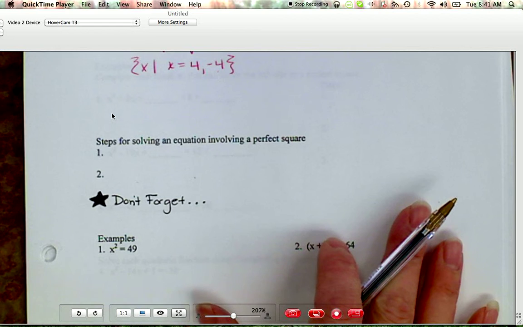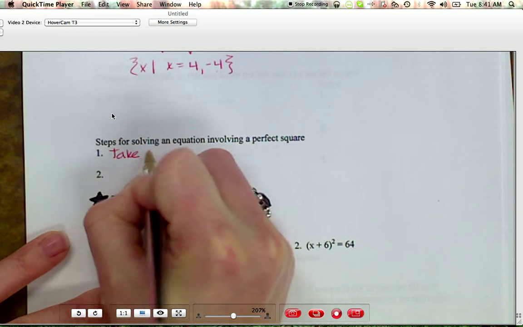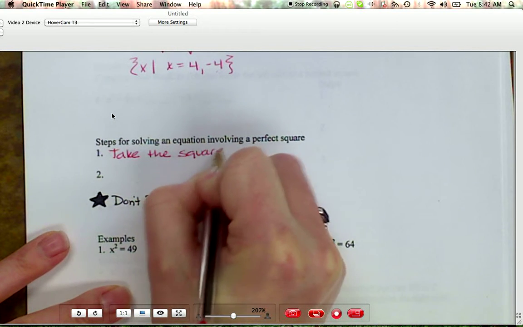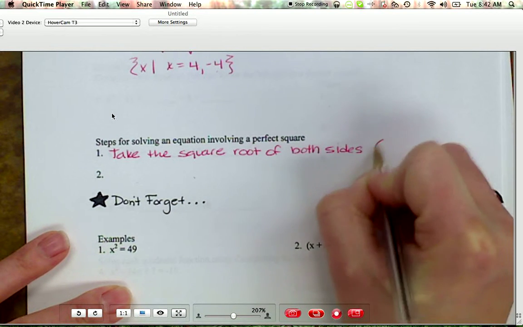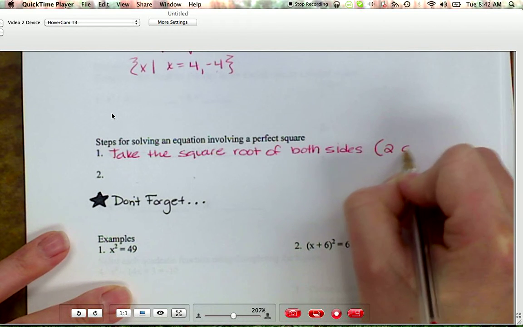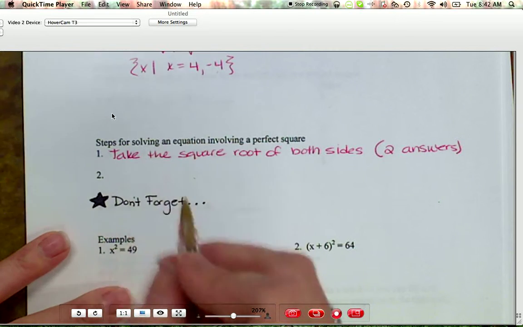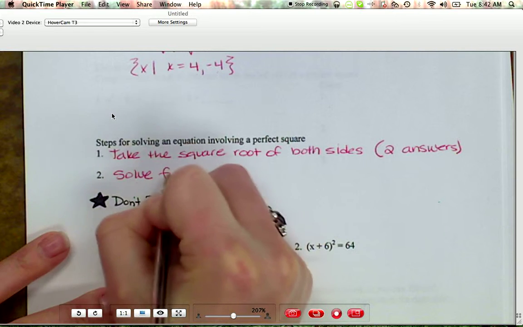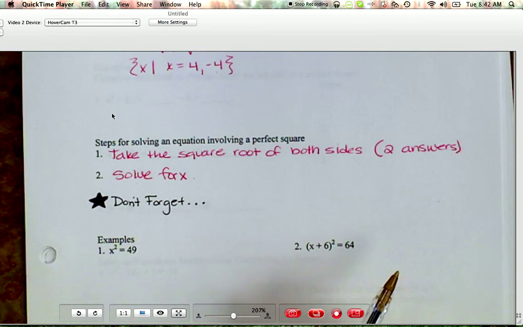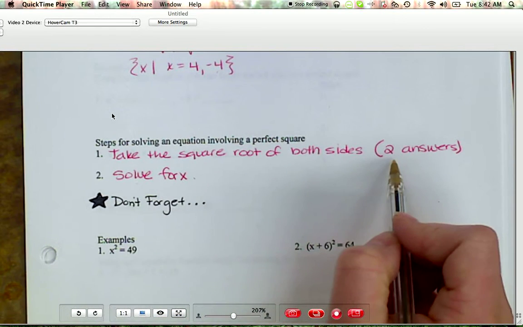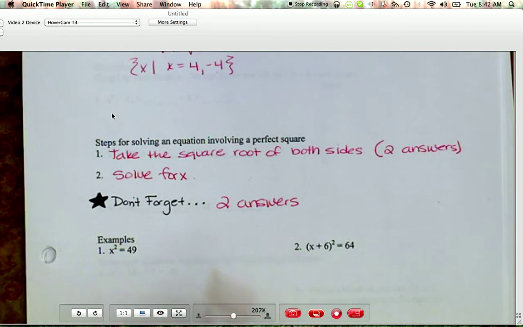Some of the things that you want to remember when you're solving an equation. Number 1, you want to make sure you take the square root of both sides. And when you do that, you get 2 answers, positive 4, negative 4, like we did here. The second thing you want to make sure you do is always solve for x, and put it in set notation. And the don't forget is, again, that you're getting 2 answers every time, or we're trying to at least.